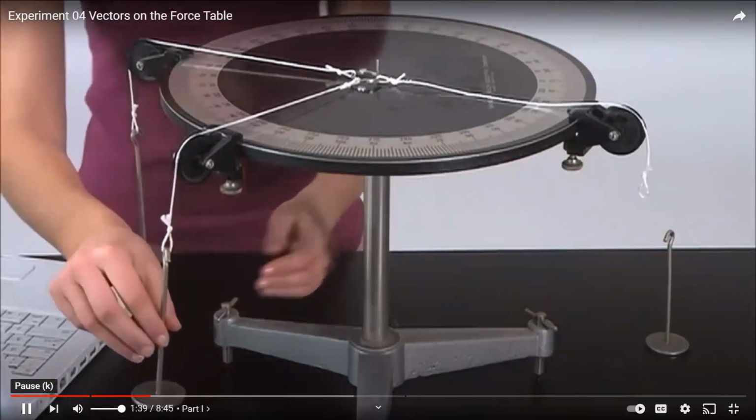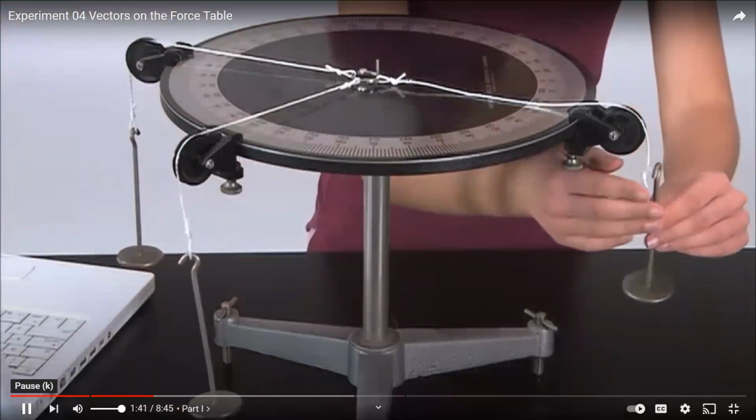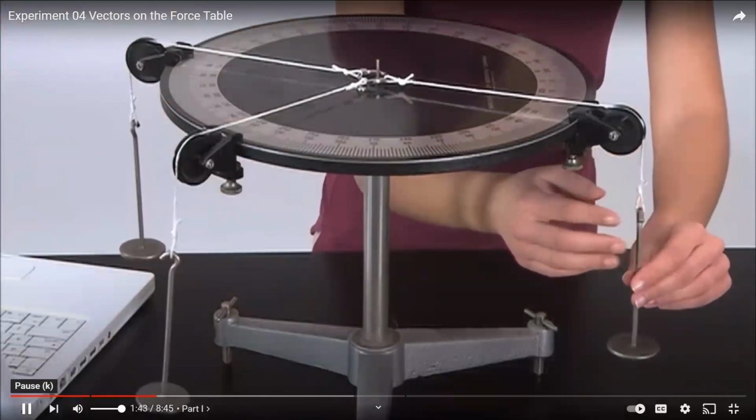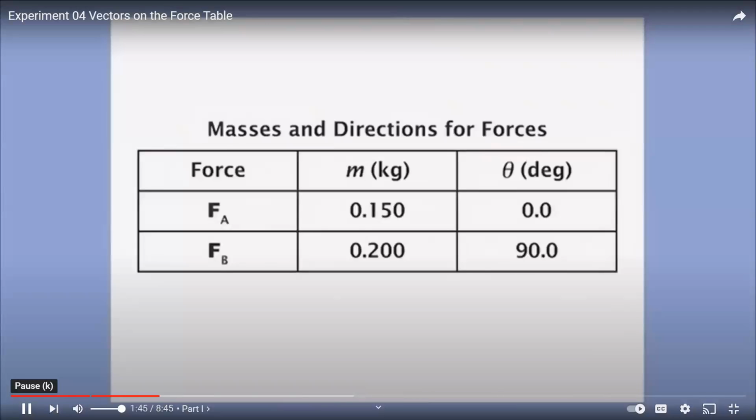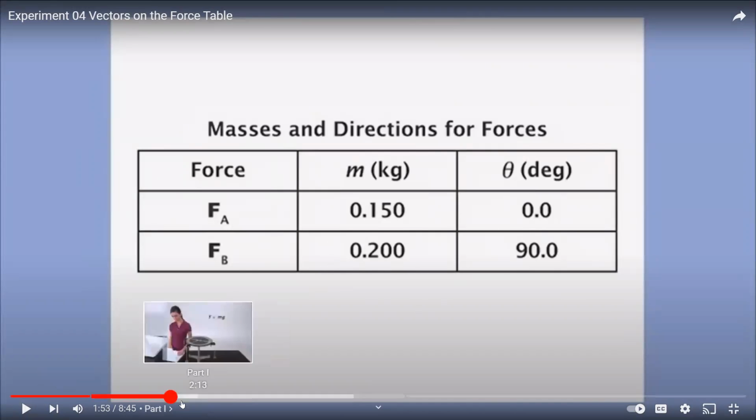The weights of masses hanging from the strings will exert forces on the ring in the directions of the pulleys. Record the masses and directions for the forces that will be applied by hangers A and B. Also record the values. The values that we use in our experiment are different from what they do here. Those two angles are the same, right? In my experiment, I usually ask my students to put 300 grams here and to vary those forces. Exactly what you see there in your spreadsheet.